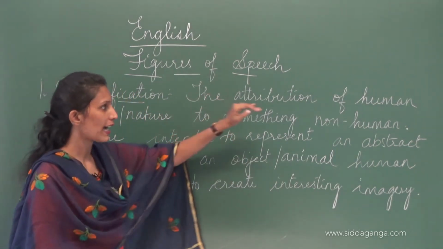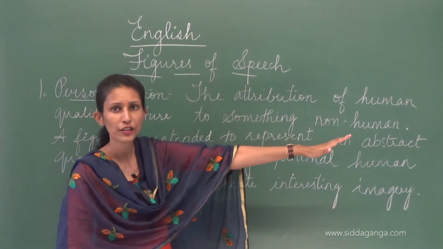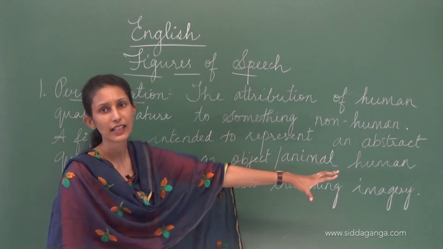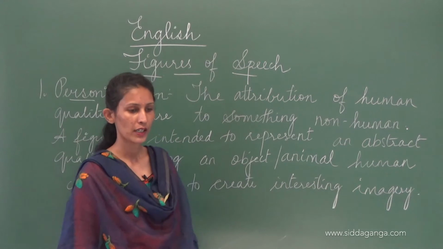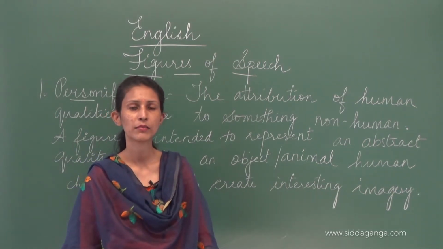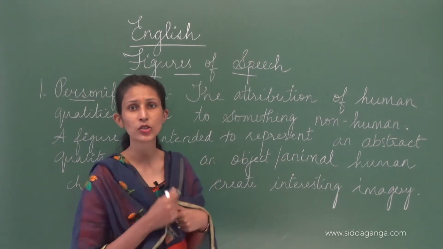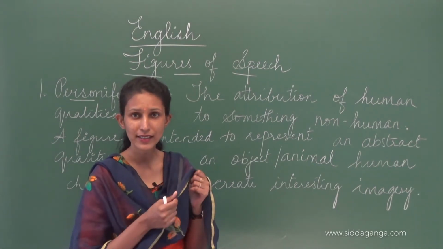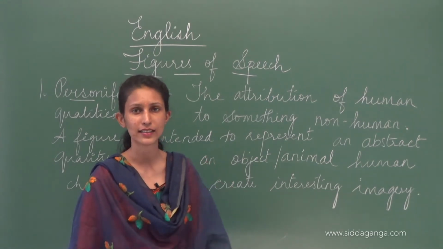So what are you doing? Attribution of human qualities or nature to something that is non-human. So what are you doing? You are putting human qualities to something not belonging to the category of humans. Now, if you say, this material is soft as his heart, okay? This material of this cloth material is soft as his heart.